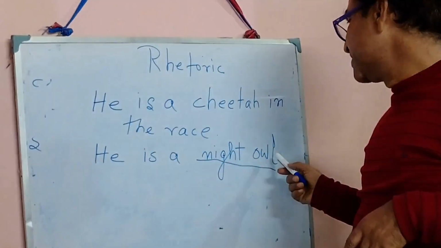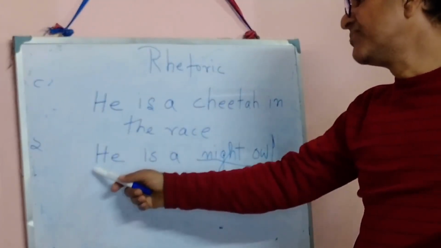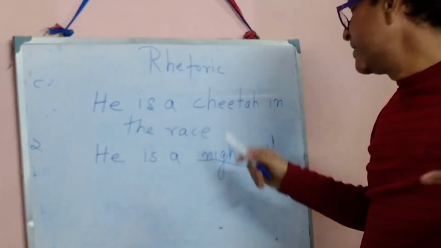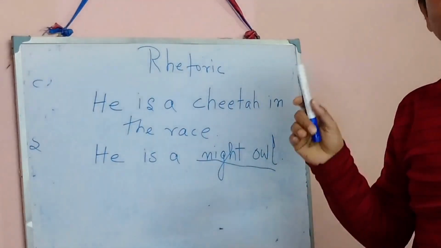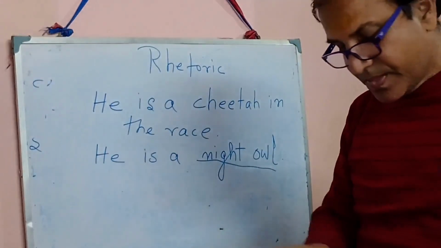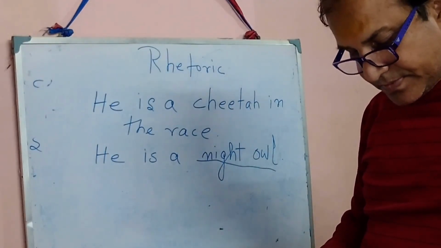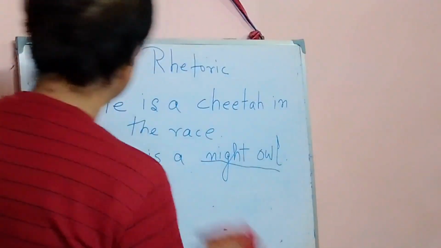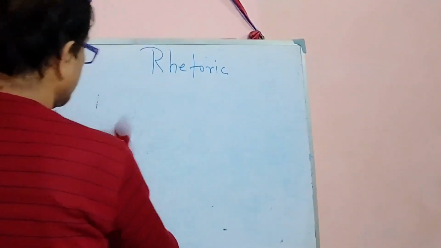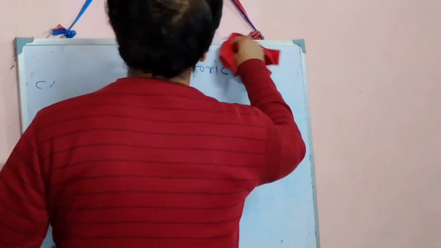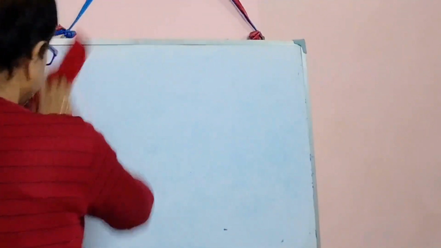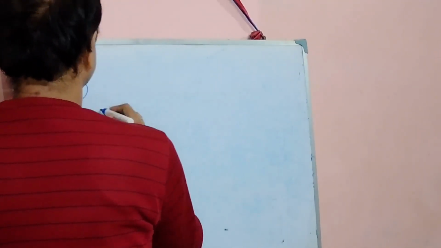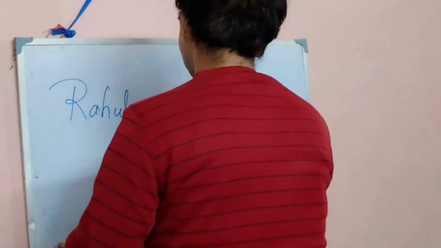But the comparison is between, you have to only write the two different words. He should be in single quotes and owl should also be in single quotes. So he and owl are compared here. You have to write only one. And now suppose Rahul is a sloth.